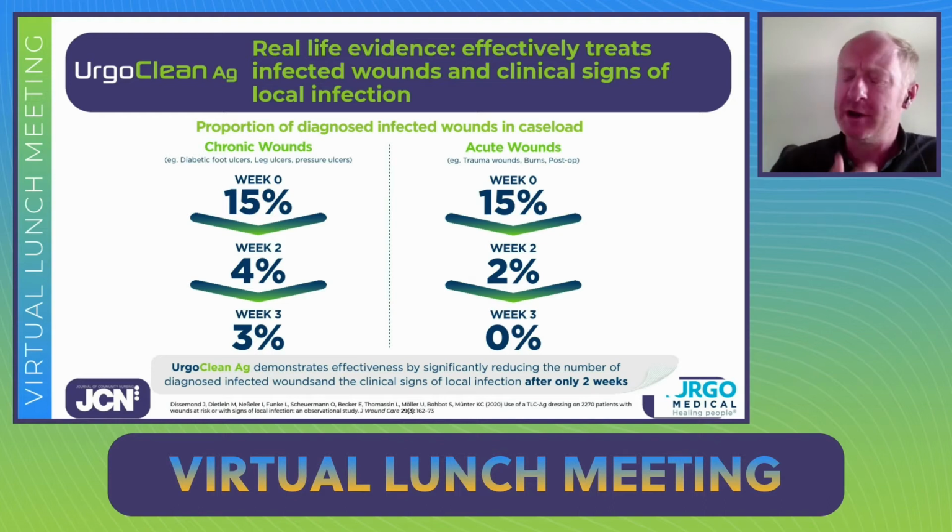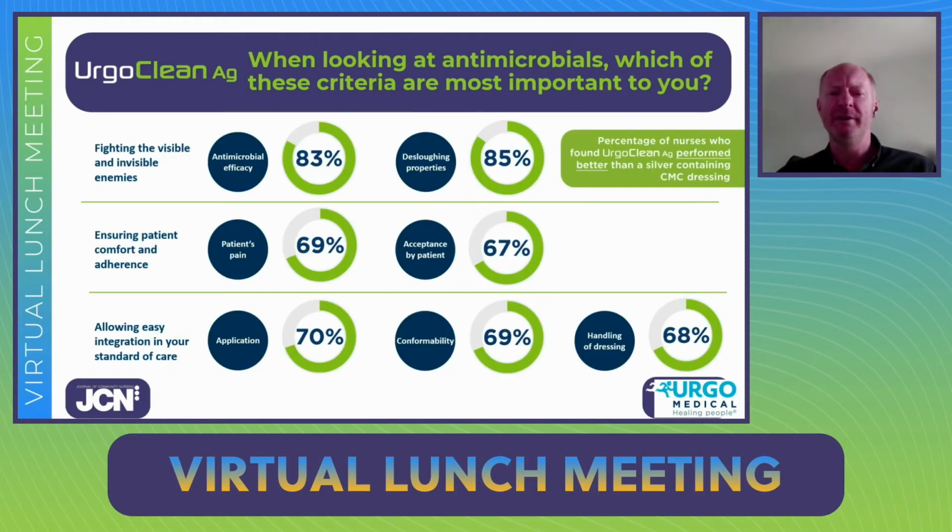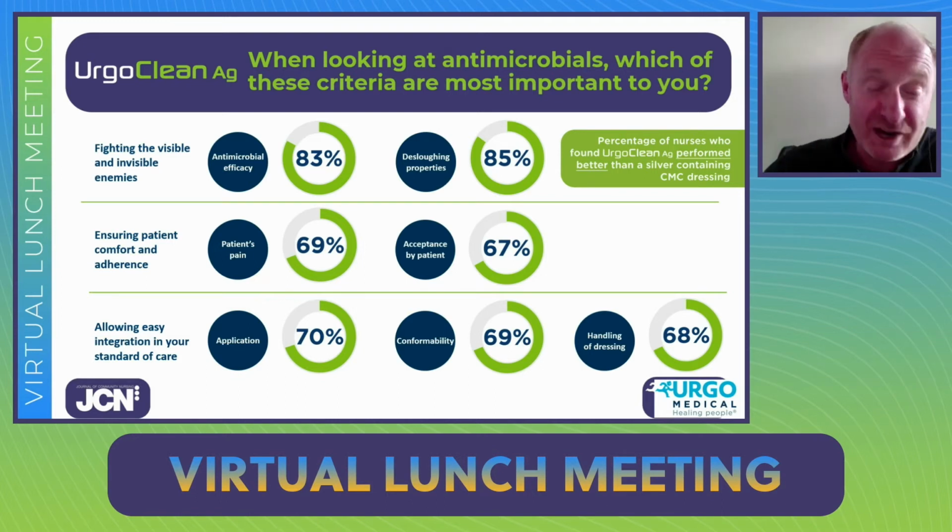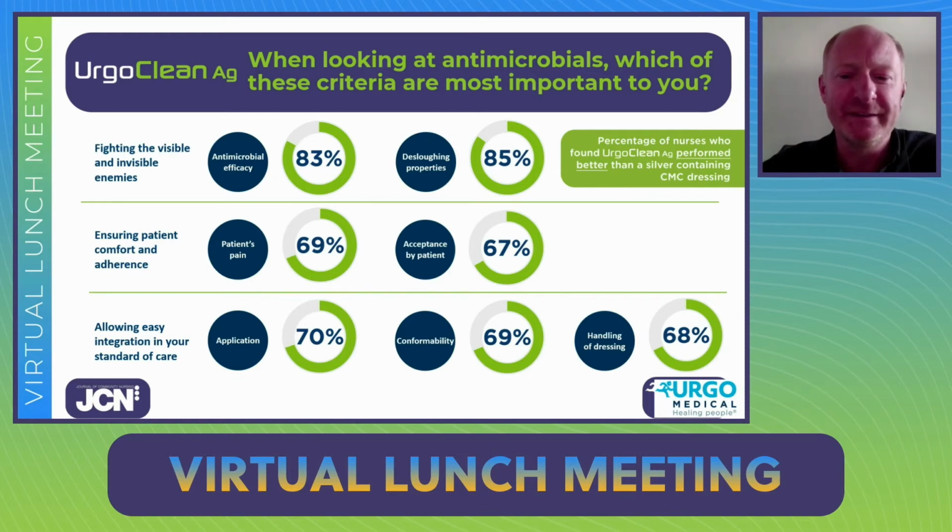So when we're looking at an antimicrobial dressing, what sort of things are important to you as well? Well, when looking at the real life observational study, there are 3 categories that we can sort of look at. First of all, those that are important to fighting the infection. Secondly, those that are important to the patient themselves. And thirdly, those that are important to integrating standards of care.